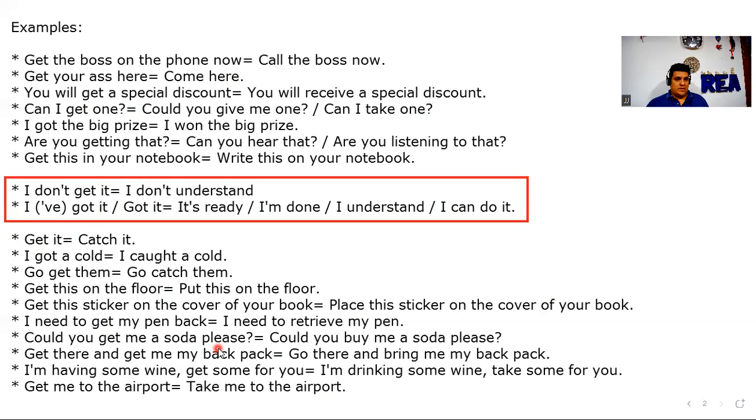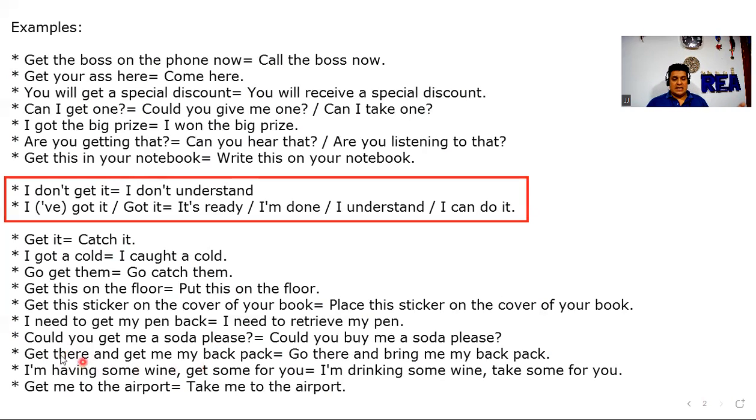Could you get me a soda could mean either could you buy me a soda or could you bring me a soda, which is kind of the same meaning. Maybe the difference is that in the first case, could you buy me a soda means I will pay for it. And if I say, could you bring me a soda, it means it's on you. Okay, next one, get there and get me my backpack.